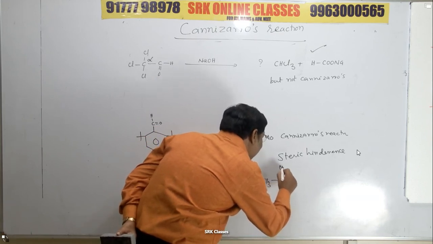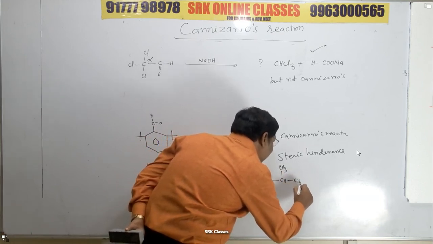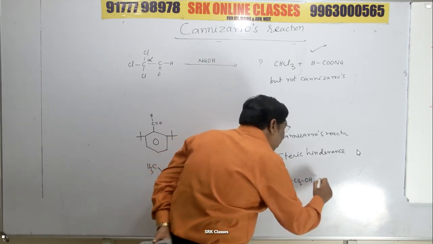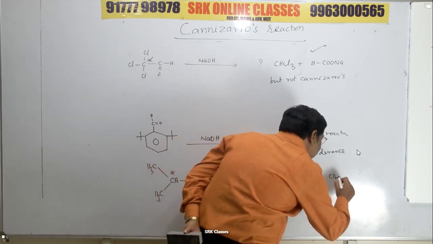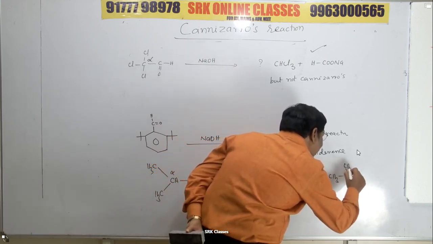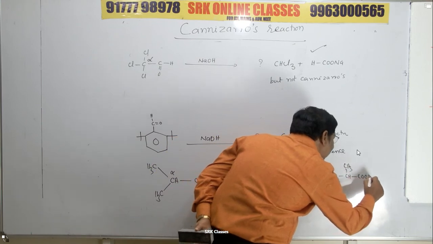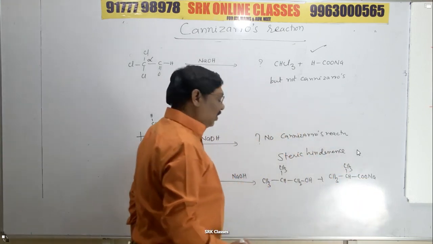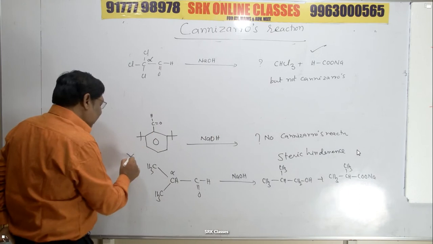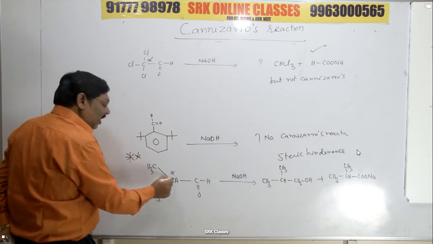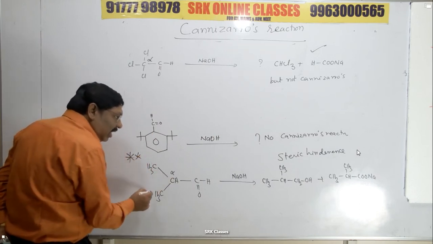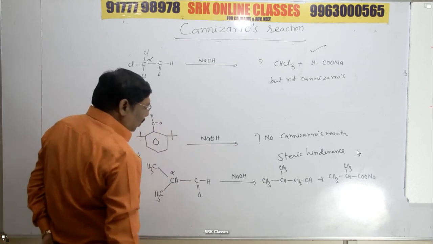First part will be as it is, and the aldehyde will be converted to what? Alcohol. In the second part, the group attached to this one will be as it is, and that will be converted to sodium salt of carboxylic acid. So this is an exceptional case. Though it has an alpha hydrogen atom, because of the steric hindrance, it undergoes Cannizzaro reaction.